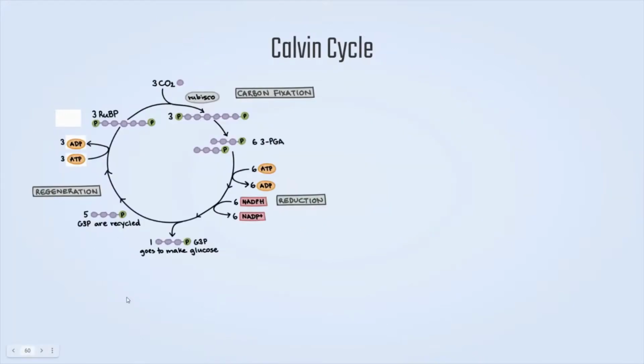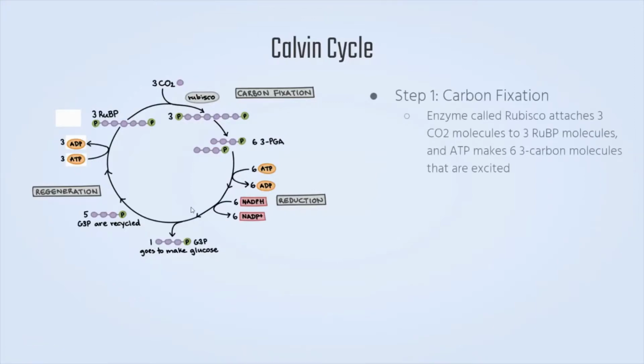The next step is called the Calvin cycle. It is light independent, which means it does not rely on the presence of light. The first step is called carbon fixation. An enzyme called rubisco will attach 3 carbon dioxide molecules to 3 RuBP molecules, and ATP will make 6 3-carbon molecules that are excited.